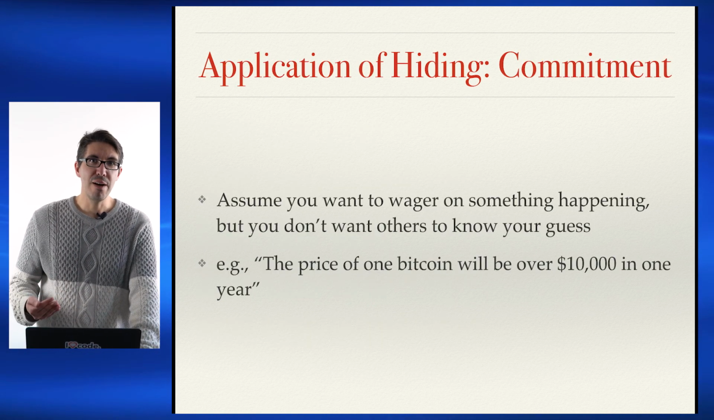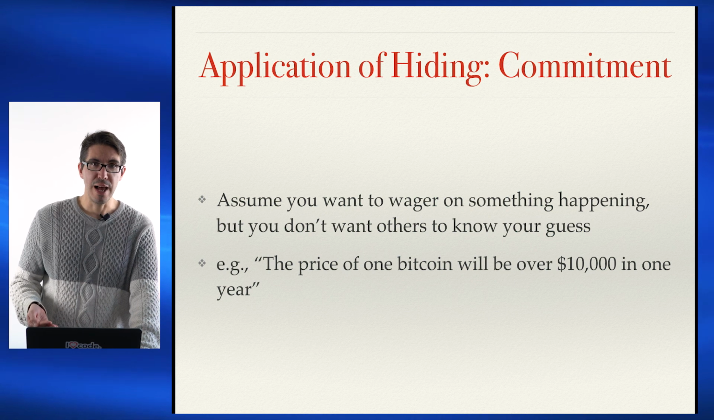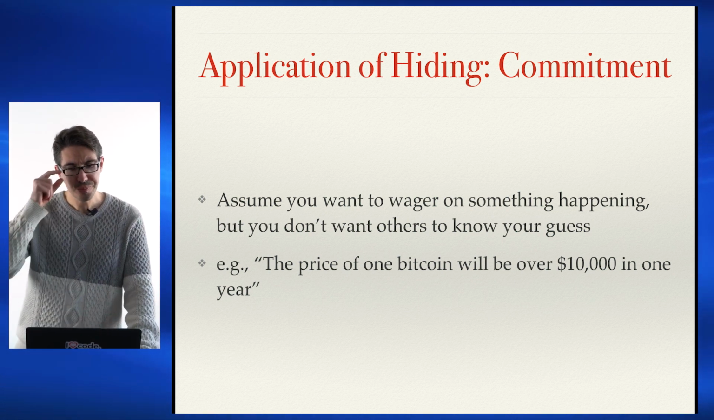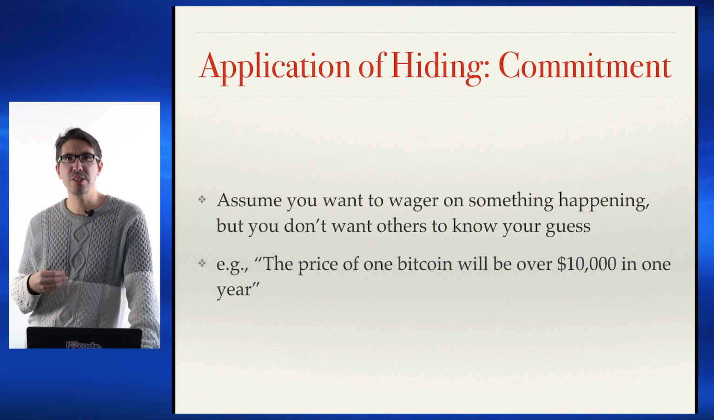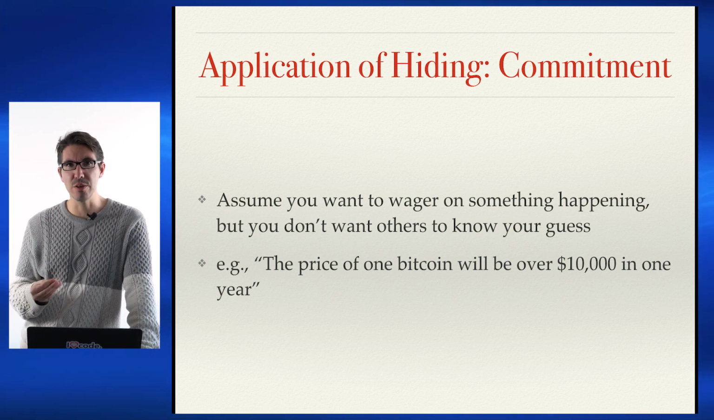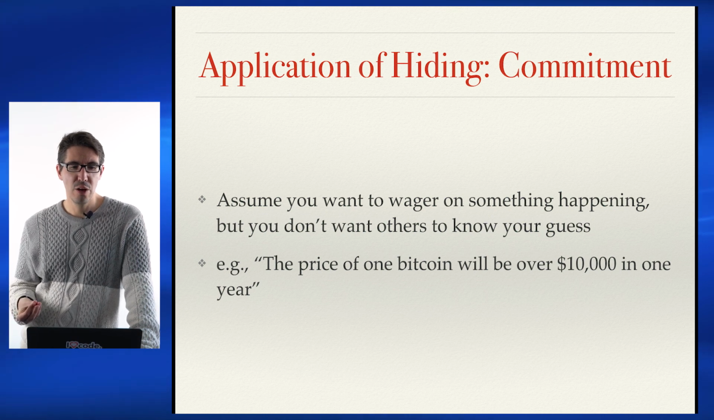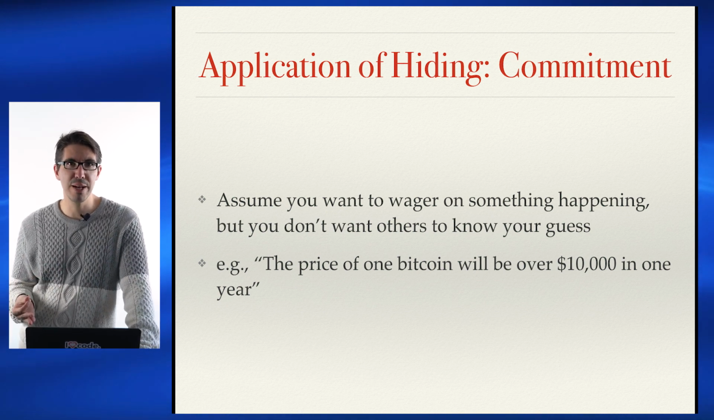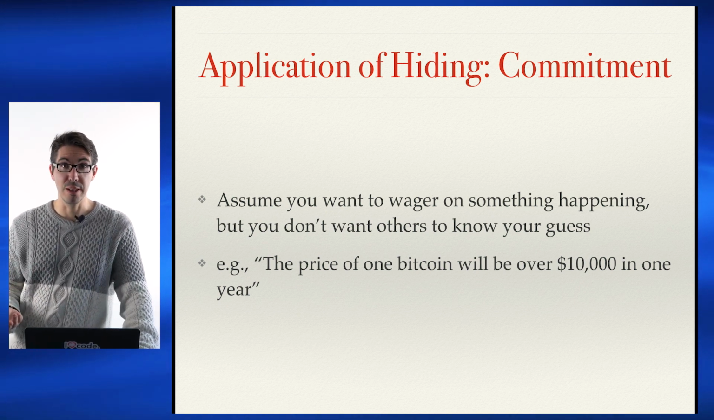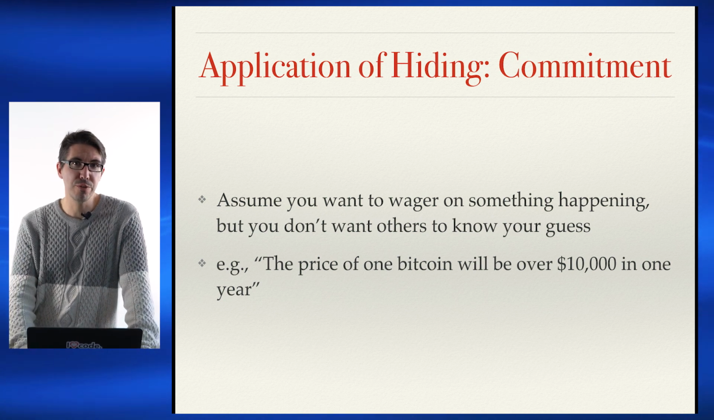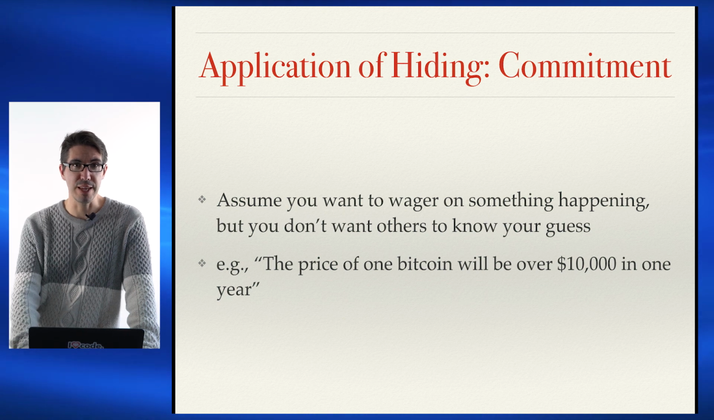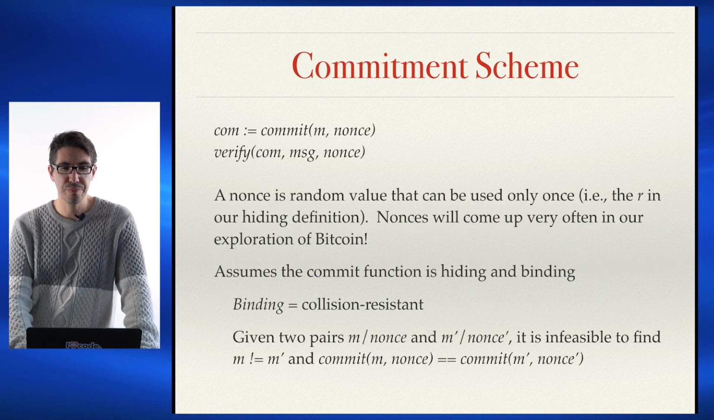Now, if we do have a good cryptographic hash function, we can use hiding to create what's called a commitment scheme. So let's assume you would like to wager on something, but you don't want others to know your guess. An example might be the price of a Bitcoin will be over $10,000 in 1 year. And you want to be able to say to everybody that you predicted this in the future. Or you want to make a bet with your friends, but you don't want to reveal what your guess on something is. It may bias other people.